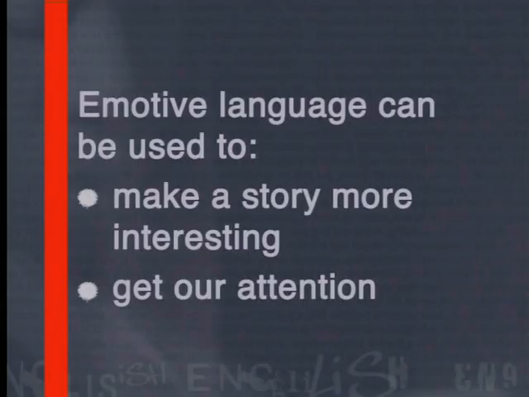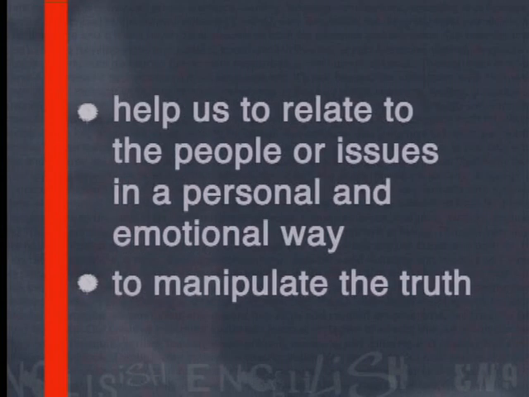So, emotive language is a tool that is used, whether speaking or writing, to appeal to our emotions or feelings. As Johan Abrams has noted, emotive language can be used to make a story more interesting, get our attention, and help us to relate to the people or issues in a personal and emotional way. But emotive language can also be used to manipulate the truth. Here is what Johan Abrams had to say about recognizing when someone is being manipulative and taking action.